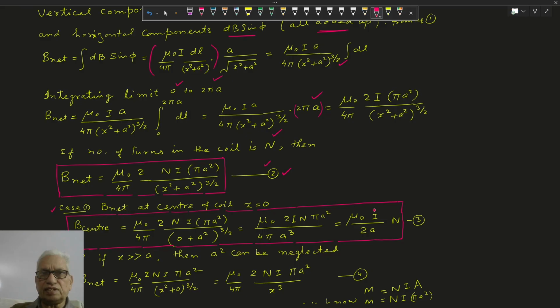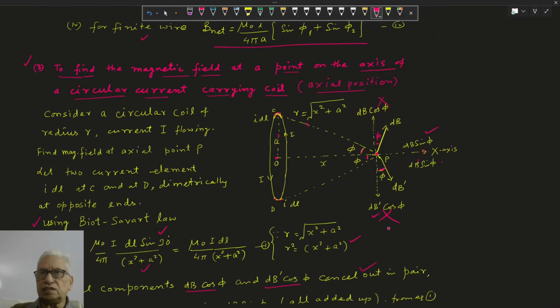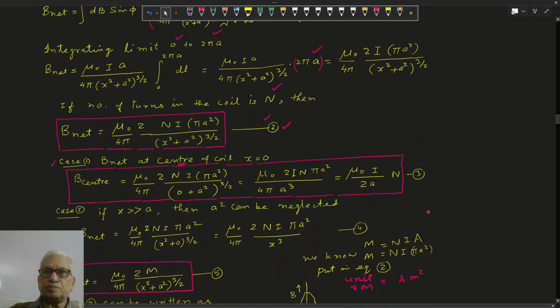Here case 1, when at the center: if we are interested to find the magnetic field at the center, it means at O. So for O, x will become 0. So at the center, put x equal to 0 here. So a square upon power 3 by 2 cancel out, so a cube बचेगा. a square से cancel होके a बच गया.